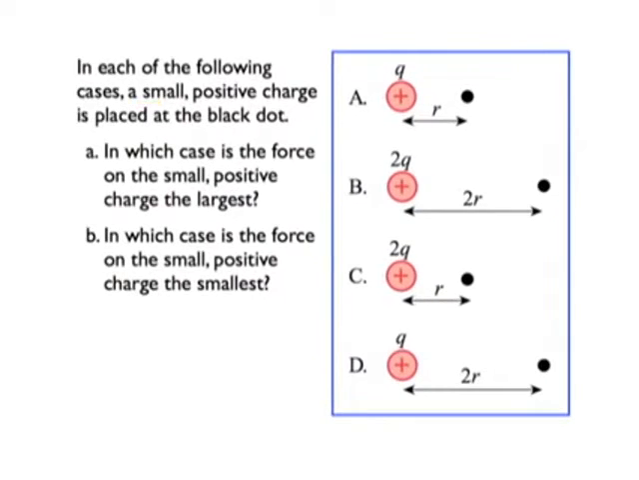So in each of these cases, a small positive charge is placed at the black dot in this picture. Question: in which case is the force on the small positive charge the largest? And then in which case is the force on the small positive charge the smallest? Talk to your neighbors about this. I'm going to call for a vote.